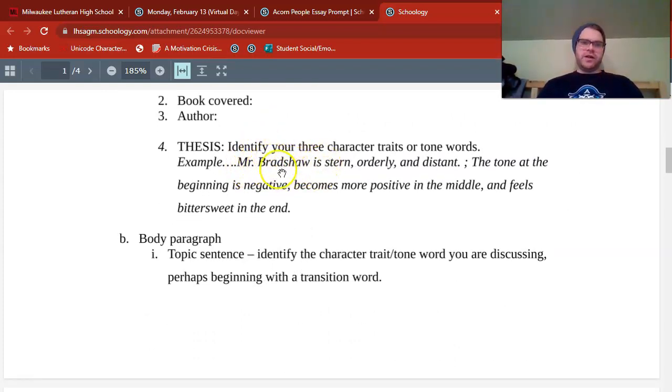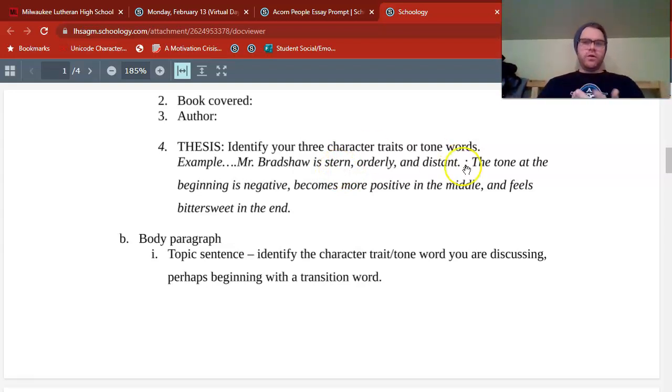Again, if you're doing character, you'll identify your character traits. So for my example, I'll do Mr. Bradshaw. He's one of the more difficult characters to do anyway. So I might say Mr. Bradshaw is stern, orderly, and distant. Each of those adjectives would be one body paragraph. So one about how stern he is, one about how orderly he is, one about how distant he is.